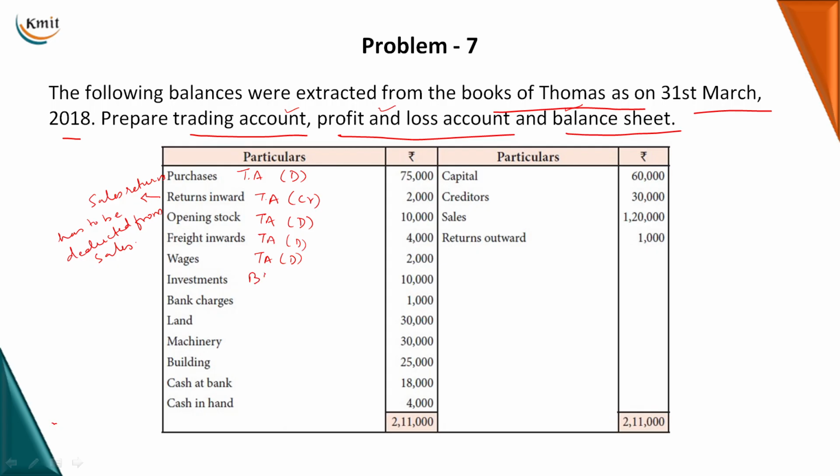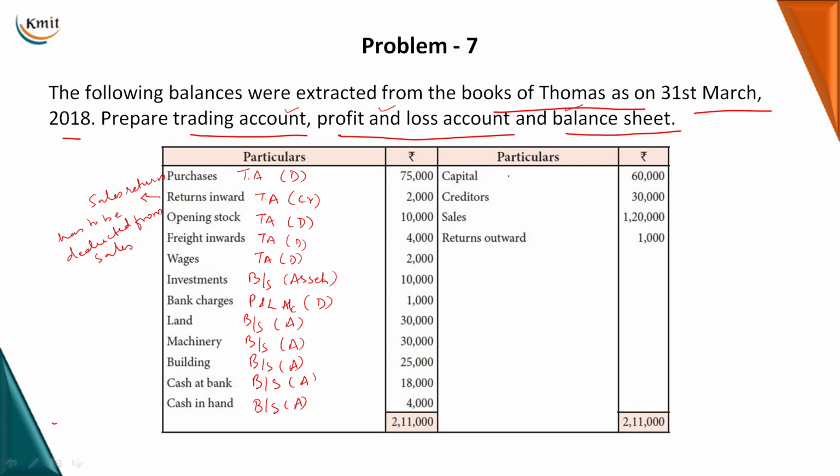Investments is a balance sheet item, asset side. Bank charges is P&L account, debit side. Land is balance sheet, assets. Machinery again appears in the balance sheet, asset side. Buildings, balance sheet, assets. Cash at bank is balance sheet, asset. Cash in hand is balance sheet, asset.